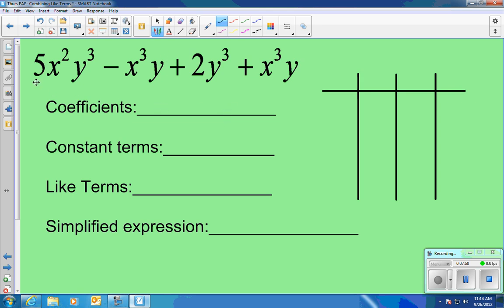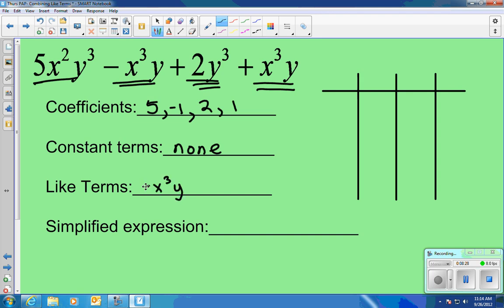So the first thing we'll do is go through and look at our coefficients. There's a 5. Remember, there's really a 1 in front of here. So it's a -1, 2, and there's a +1 in front of here. We don't have any constant terms, so I'm going to write none. And this term is all by itself. This term matches up with this term, and that one's all by itself. So my like terms are -x to the third y and x to the third y.